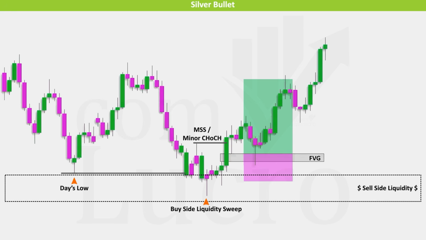In conclusion, the silver bullet strategy is powerful because it forces you to wait for liquidity to be taken, confirmation to appear, and imbalance to provide the entry. Instead of chasing breakouts, you trade the reaction after liquidity is cleared. When executed with patience and proper risk management, it becomes a structured and repeatable intraday model rather than a random setup.